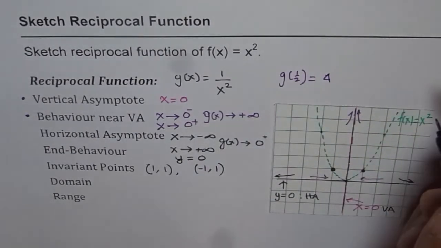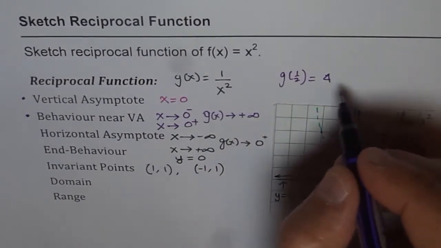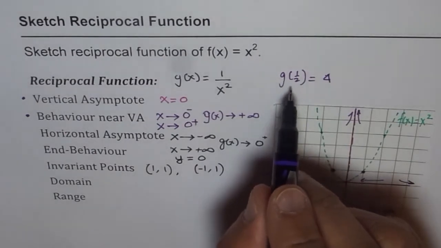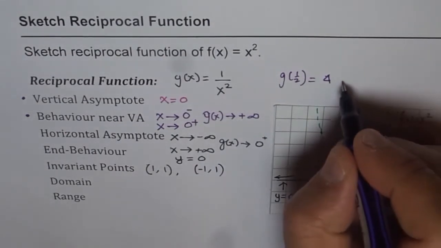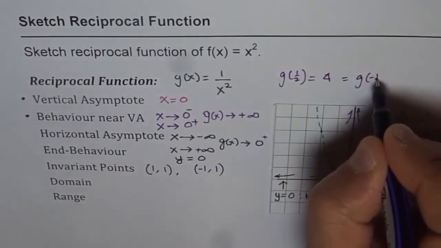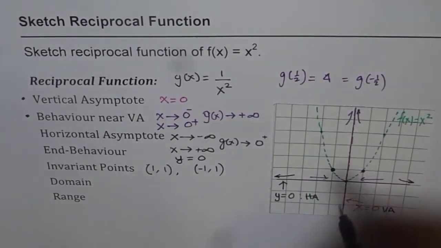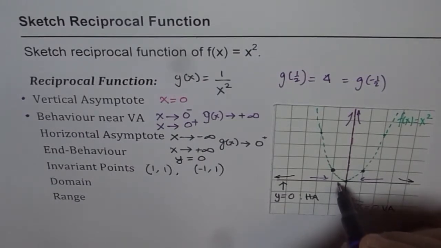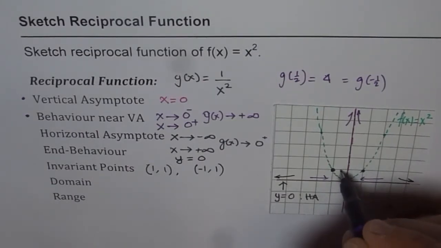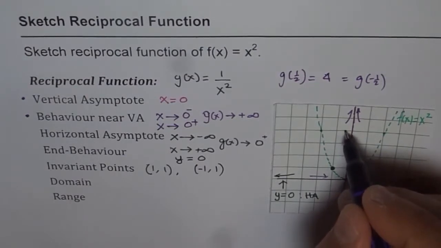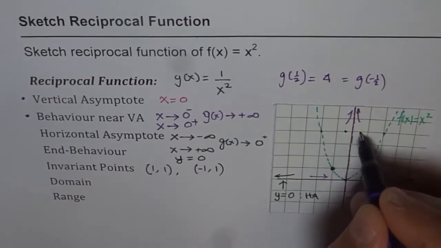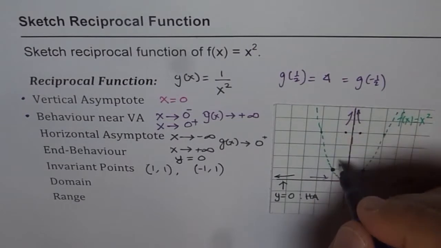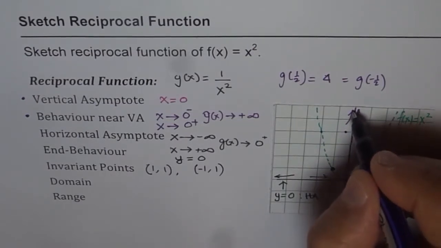And from the symmetry we can say g of minus half will also be equal to 4, right? So that could help us give one more point just to maintain the accuracy of the graph. So at half we are expecting a value of 4. 1, 2, 3, 4 kind of here, right? So that is at minus half and plus half. With these points we can join and make our graph.